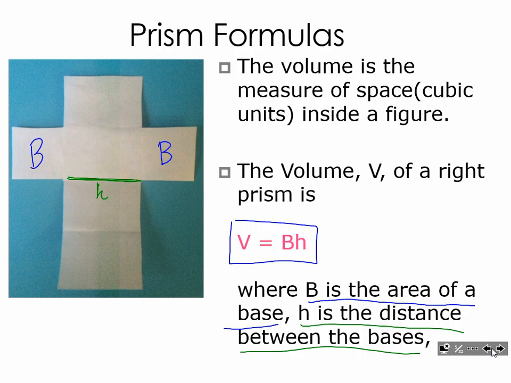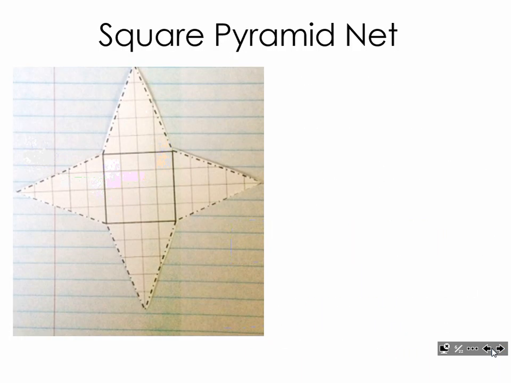So if I did that, the area of this base would be 16. And then the height, this is the units between the bases. That was 6. So the volume would be 16 times 6, which would give us 96 cubic units. So we went ahead and calculated the volume of our prism. And then we went to our square pyramid.